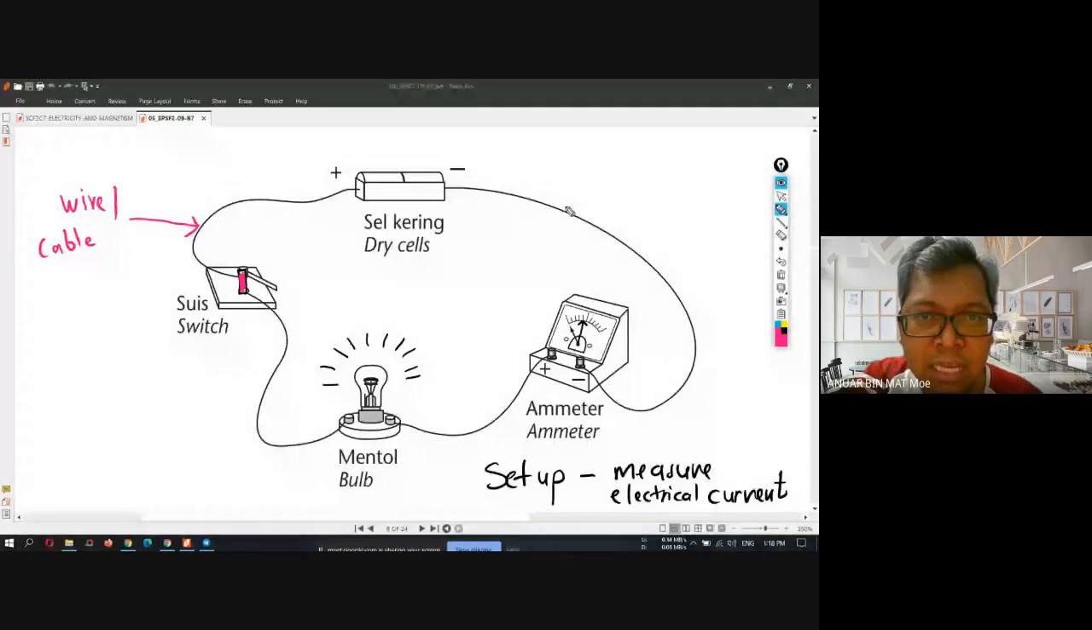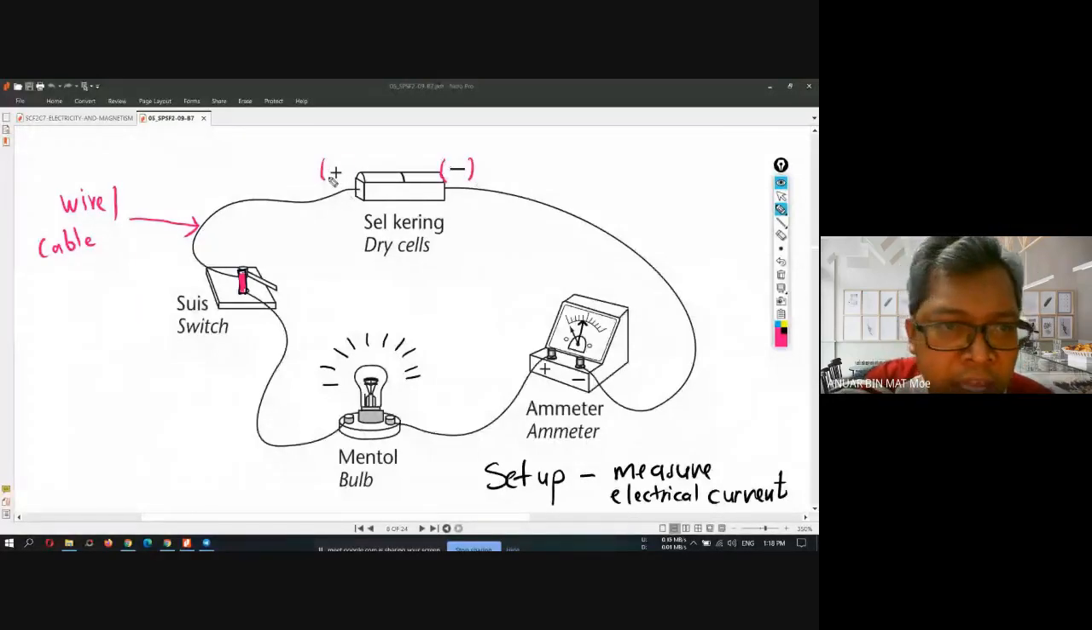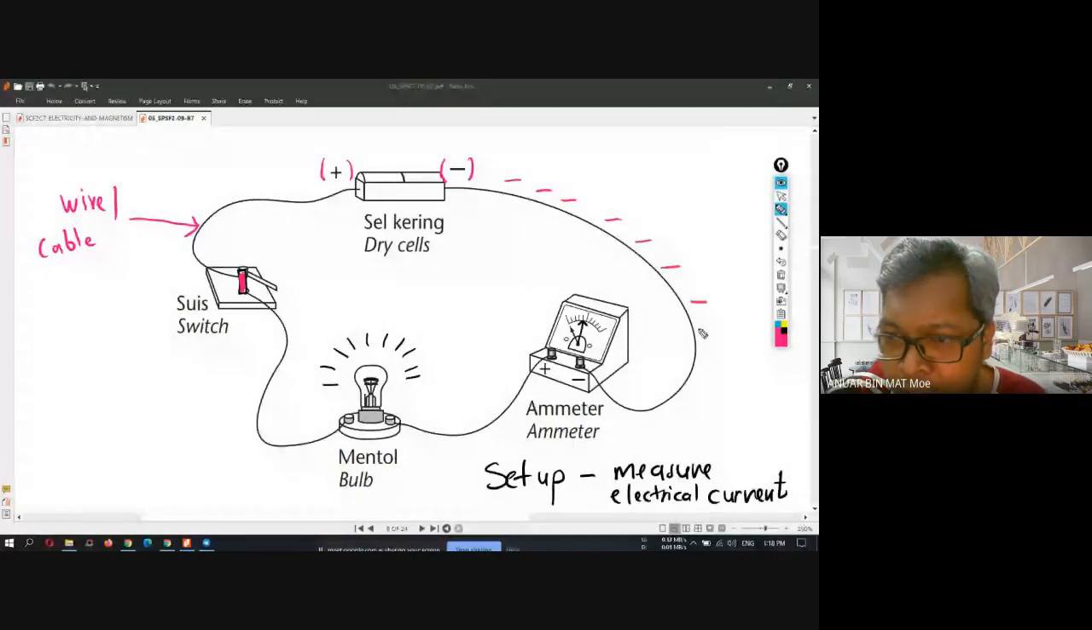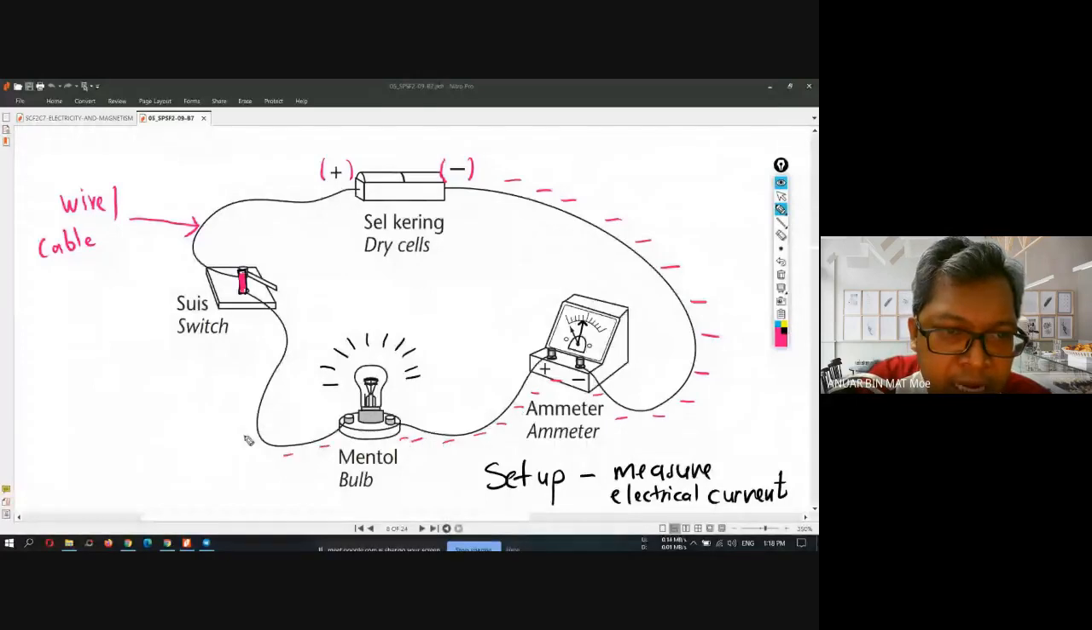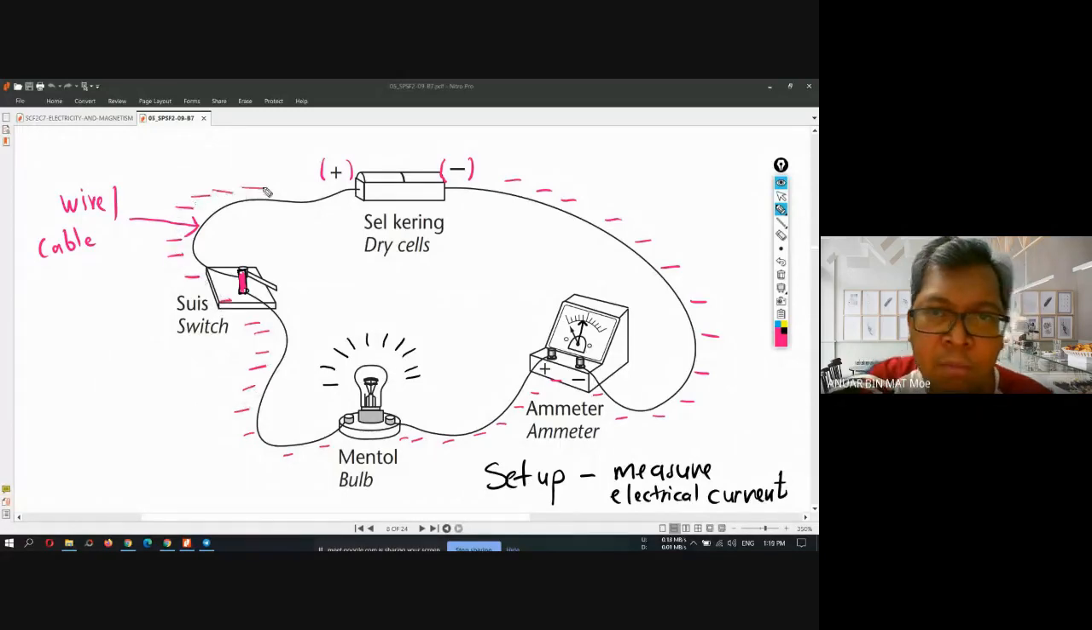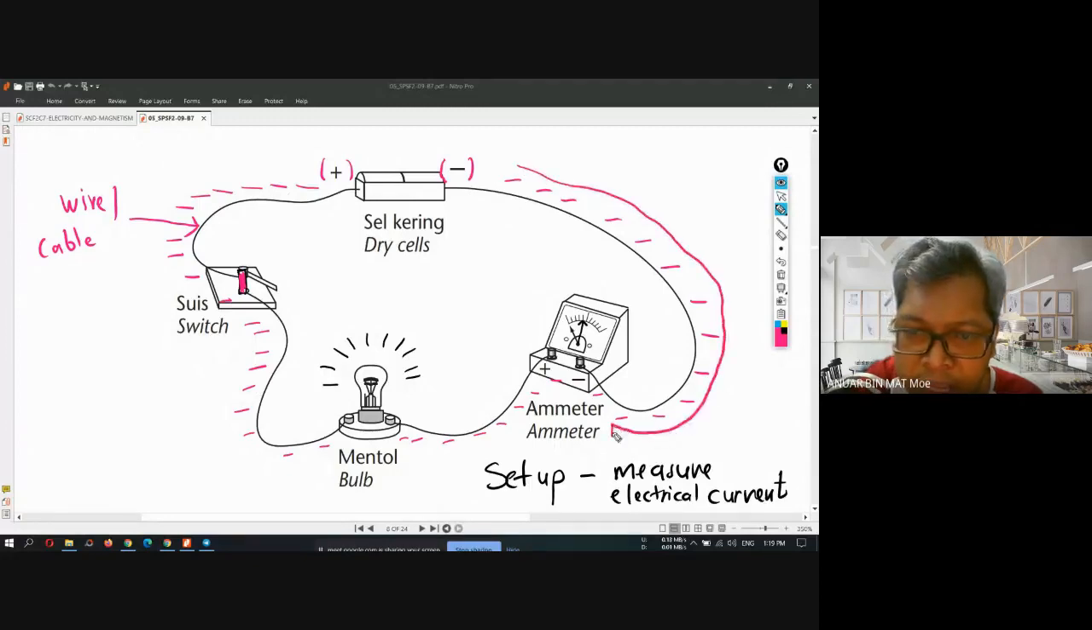When you switch on the battery, the electron from the negative terminal of the battery here, over here we have negative and positive. If I switch on the switch, the electron will flow from the negative terminal, go inside the ammeter, then go to the bulb, and then to the switch. The electron is moving. Can you see my drawing? The electron is moving from the negative terminal to the positive terminal of the battery.